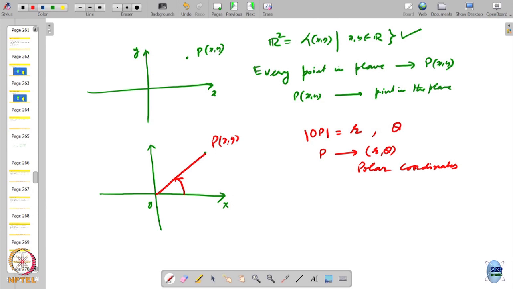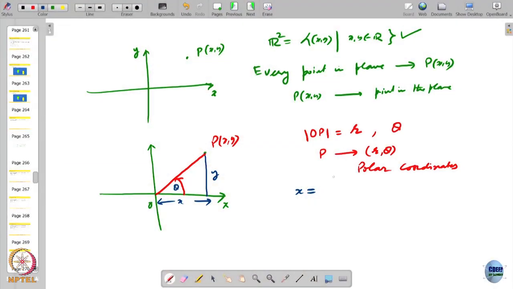So if this point has Cartesian coordinates x and y, then what are the polar coordinates? What is the relation if I want to transform Cartesian coordinates to polar coordinates? So this is my y, this is my x, and this is theta, right. So what is x equal to, if this distance is r? And what is y equal to? x is r cos theta and y is r sin theta, where r is bigger than 0 if P is not the origin, and theta is between 0 and 2 pi.